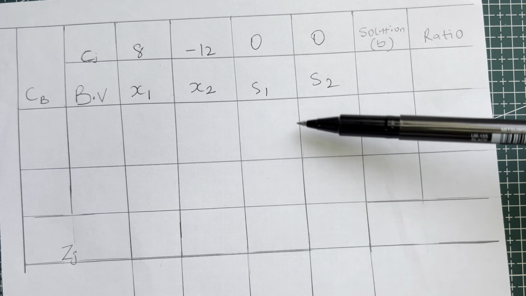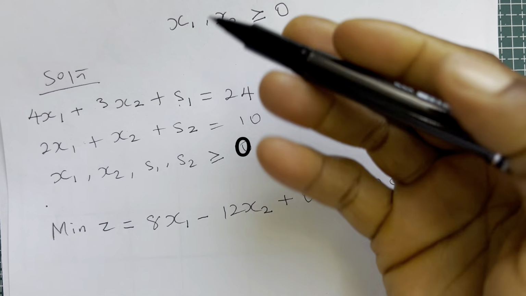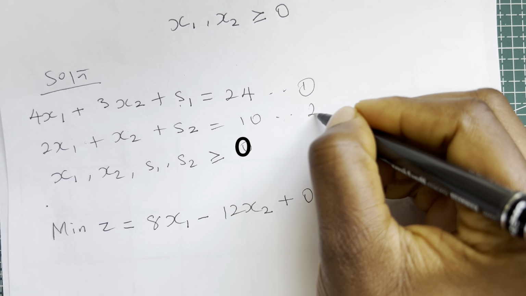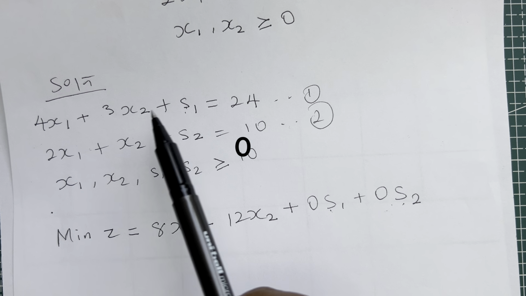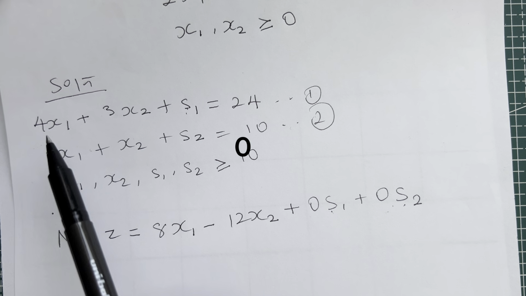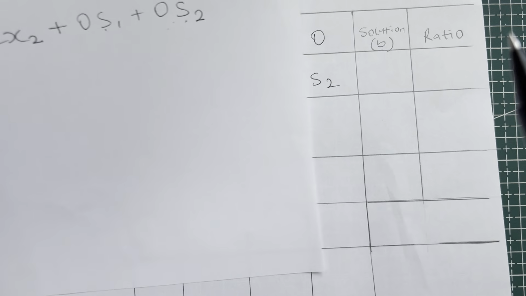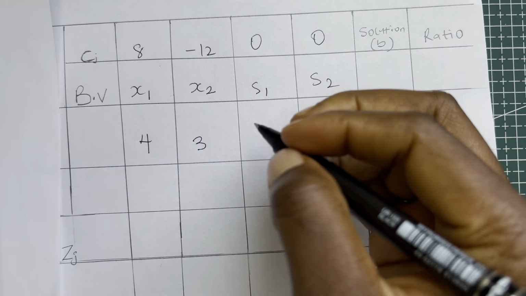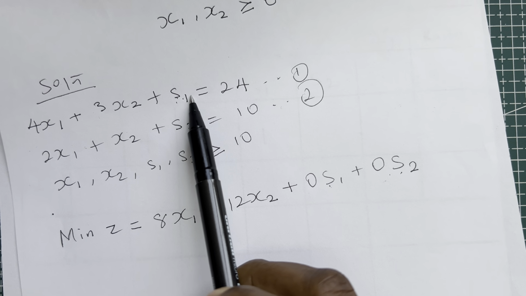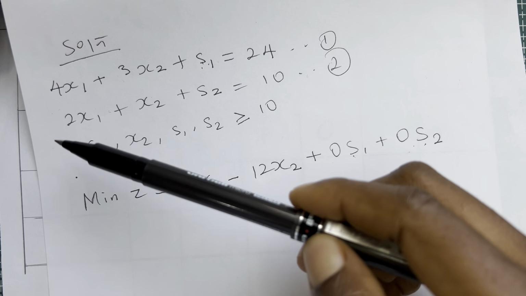Here, we need to write the constraints given to us. So this is our constraint 1, and this is our constraint 2. We have 4x1, 3x2, and s1. So we have 4, 3, and 1 here. Under x1, we write 4. The next one is 3. The next one, s1, we have 1. There is no value for s2 here, therefore we represent that with 0. For the second constraint, under x1, we have 2.